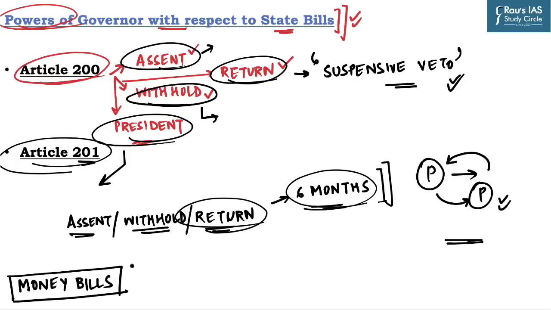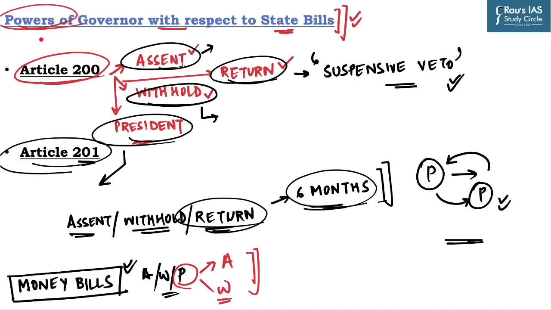Further, we will also discuss the powers of governor with respect to money bill. If the money bill is passed by state assembly, then governor has three options. Either he can give assent, withhold, or reserve the bill for president, but cannot return. Further, if the money bill is reserved for president, he also has only two options, whether to give assent or to withhold. He cannot return the money bill. Try to remember this piece of information that a money bill cannot be returned either by governor or president.